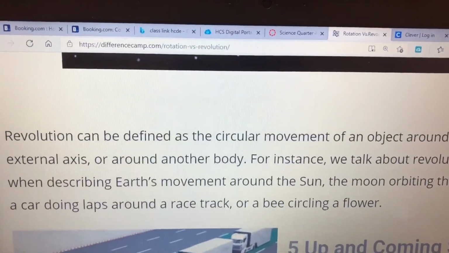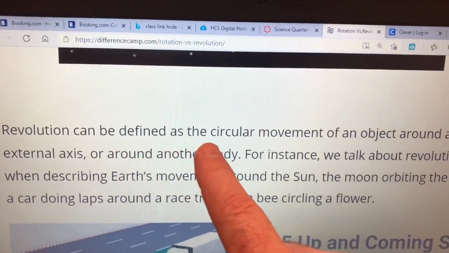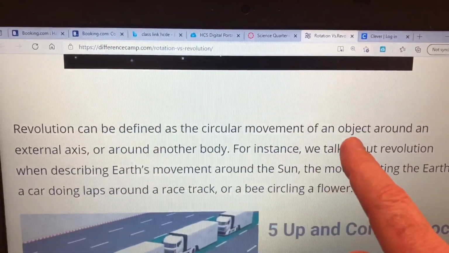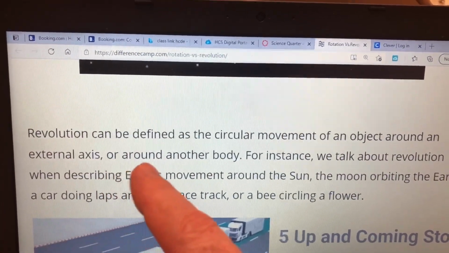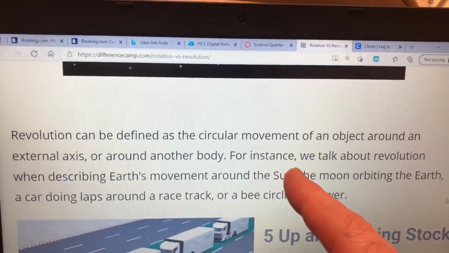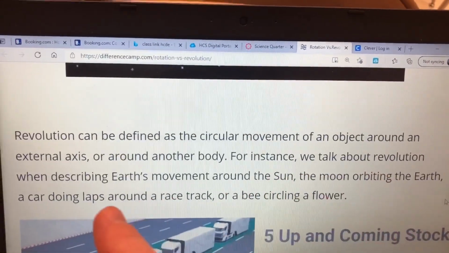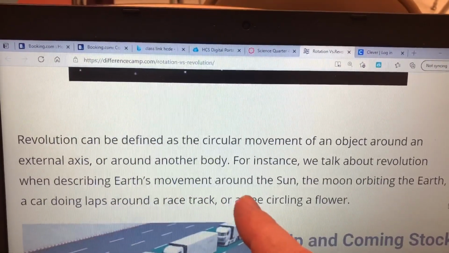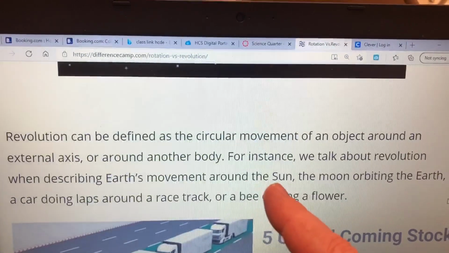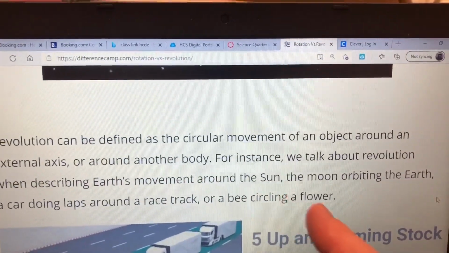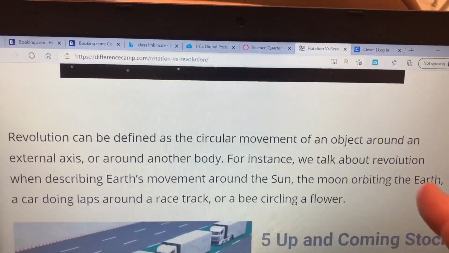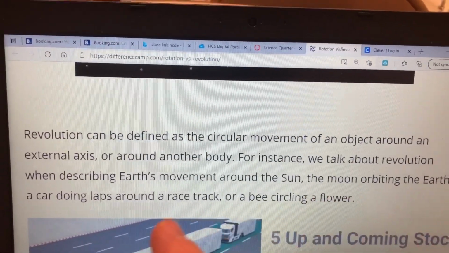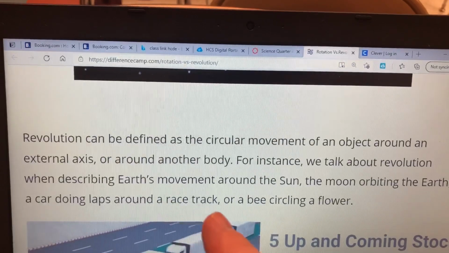So revolution can be defined as the circular movement of an object around an external axis or around another body. For instance, we talk about revolutions when describing Earth's movement around the sun. Those are revolutions. The Earth is moving around another object like the sun. The moon orbits the Earth. That's a revolution. A car doing laps around a racetrack.